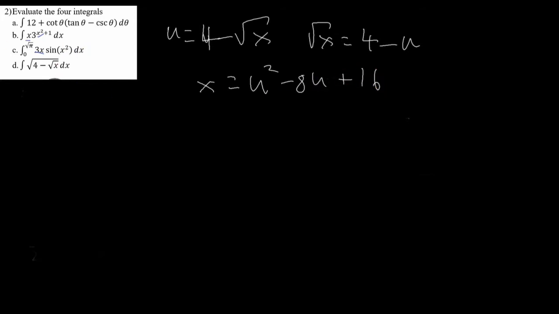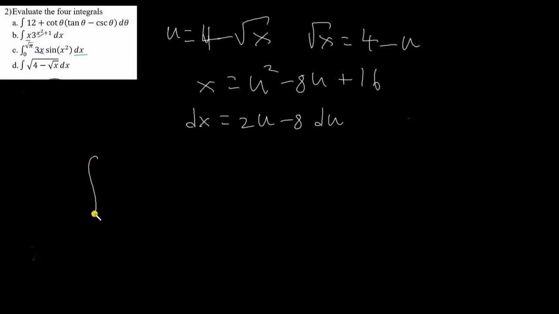And now I'm going to replace the dx with the du. So to solve for dx, I'm going to take the derivative of both sides. And I'm going to get dx/du equals 2u minus 8, and then I brought the du to the other side. Now I can say, alright, I'm going to replace the dx with 2u minus 8 du.